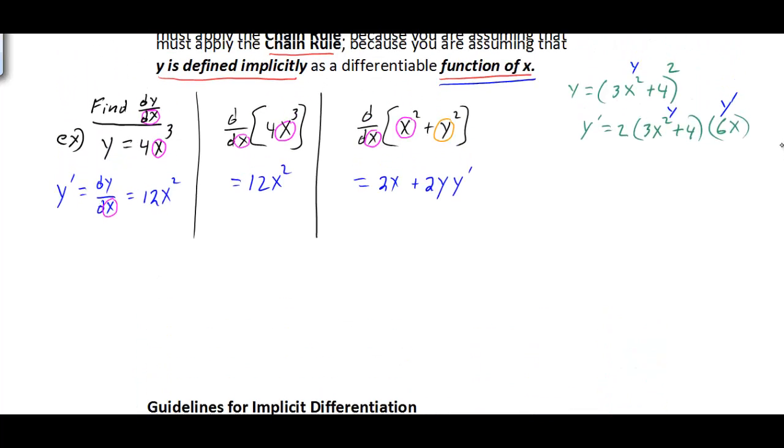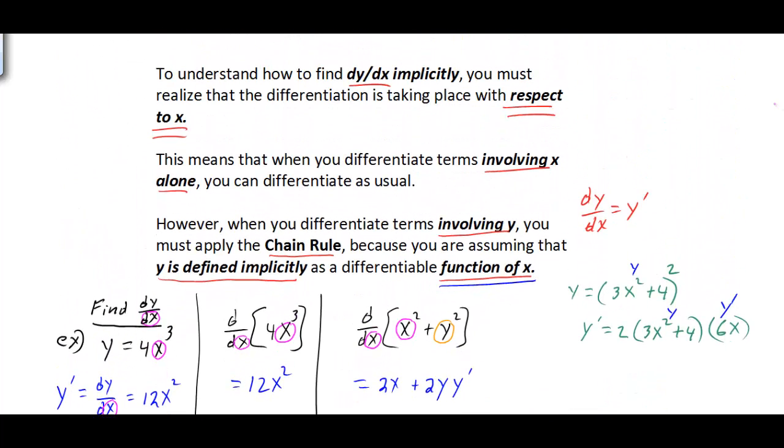All right, so if we review quickly here, just remember, if the term that you're taking the derivative of involves only an x, and that's with respect to the variable x, your differentiation is just going to be normal, what you've always done. But if you're taking the derivative with respect to x and you have a term that contains a y, then you must use the chain rule to take the derivative here implicitly.